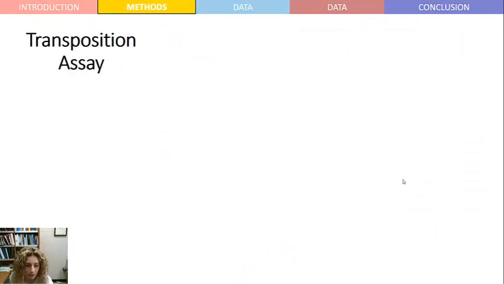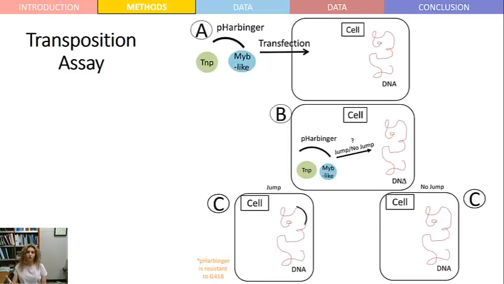Now, our transposition assay, it's just a test that tells us how much transposition is happening. So we did this both for our control and for our experimental, and then once we got our transposition rates, we were able to compare them to each other and see which one had the highest transposition frequency. So I drew up a diagram of the process that we did. Here we have our Harbinger plasmid with our TNP and MIB-like plasmids.